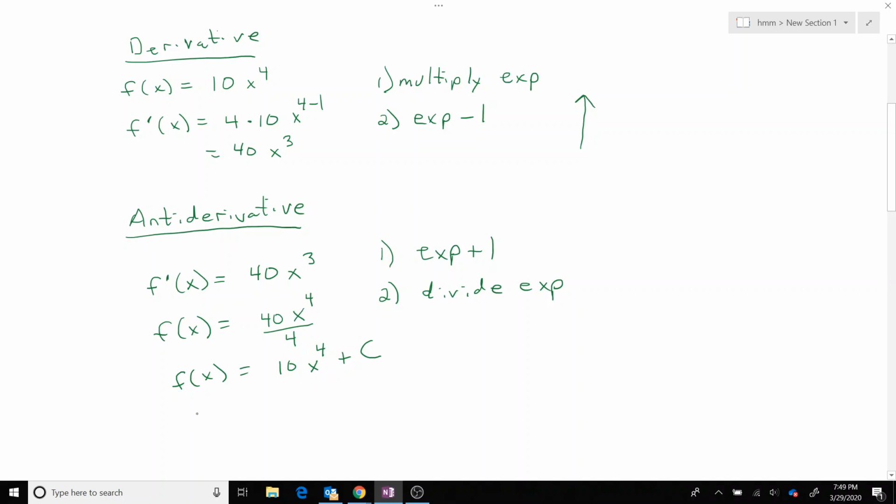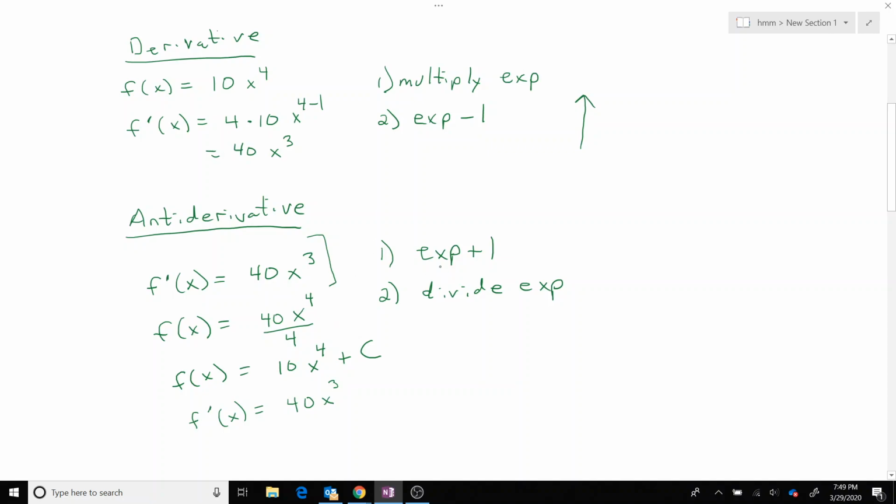Let's check to see if I took that antiderivative correctly. I can always take the derivative and see if I got the same answer. So let's see, it'd be 4 times 10 would be 40, and subtract 1, I get 40x to the third, and the derivative of a constant would be 0, so that just disappears. Yep, I'm back to what I started with right up here. I did a correct antiderivative.